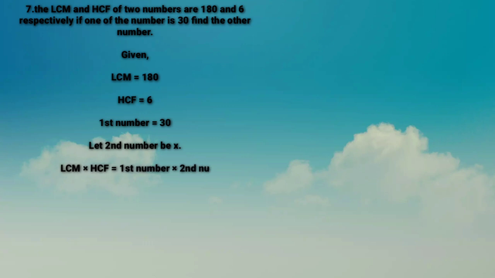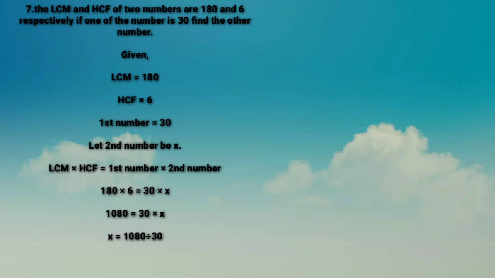So LCM into HCF is equal to the product of two numbers. Okay students, so LCM into HCF is equal to first number into second number. LCM is 180, HCF is 6 and the first number is 30. You will have to find out x. So what will be x? 1080 divided by 30, what are you getting? 36. Okay students, let us repeat once again.